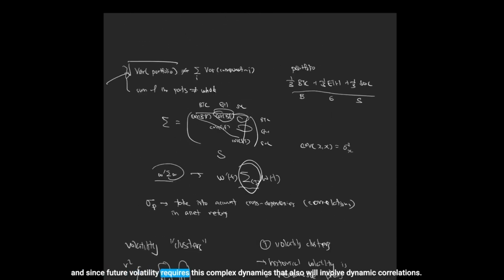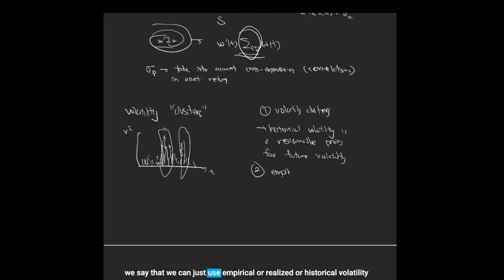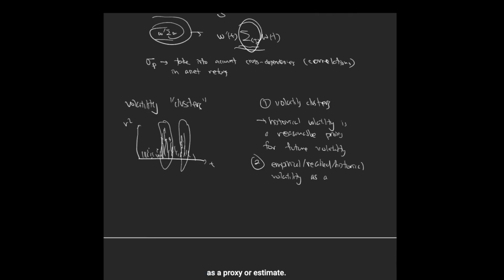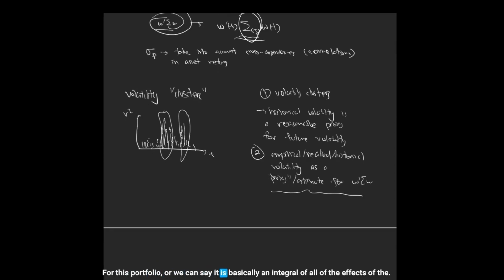And since future volatility requires this complex dynamics that also involve dynamic correlations, since the historical volatility is a good proxy for future volatility, then we say that we can just use empirical or realized or historical volatility as a proxy or estimate for this portfolio, or we can say it is basically an integral of all of the effects of the complex relationships that are occurring in our portfolio.